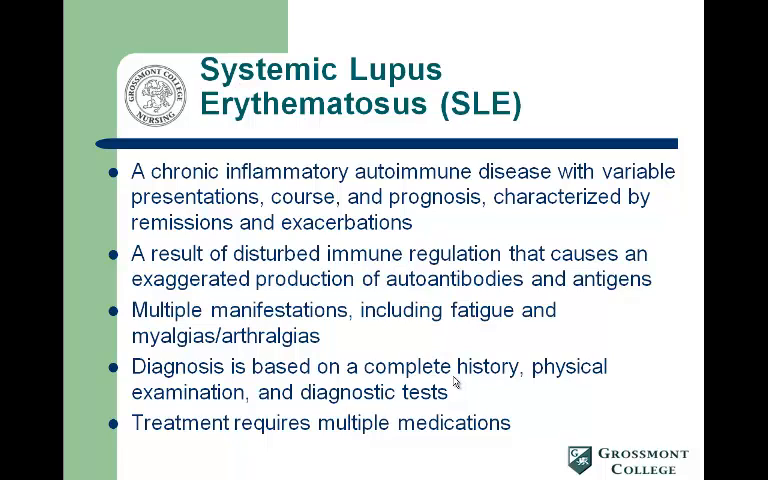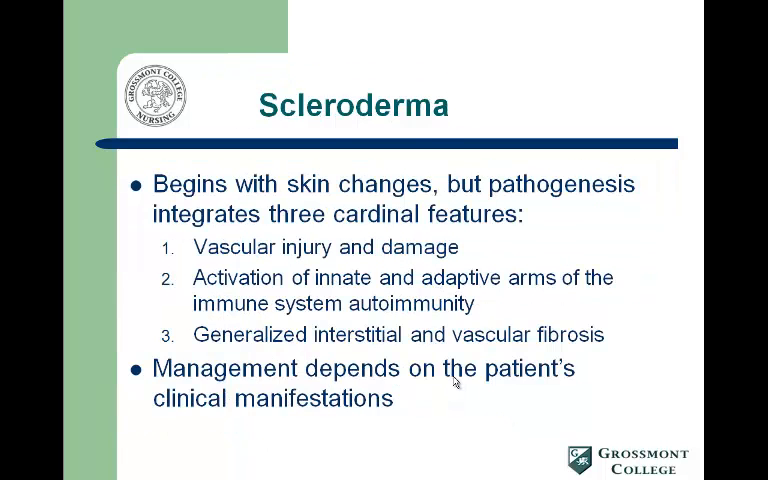So they have a lot of problems. So fatigue, many different pains. So it kind of sounds similar to fibromyalgia, because they're going to have muscle pains and joint pains, and they're going to be tired and just not feeling very good, kind of general malaise. The diagnosis is going to be made after taking a complete history and physical, and there'll be some diagnostic tests. They will be getting multiple medications for treatment, particularly corticosteroids.